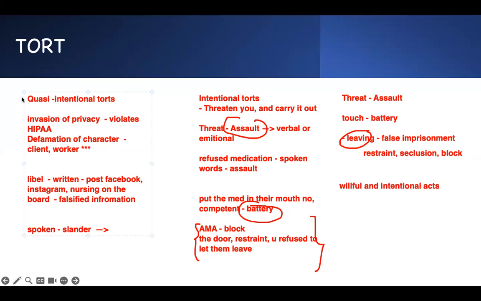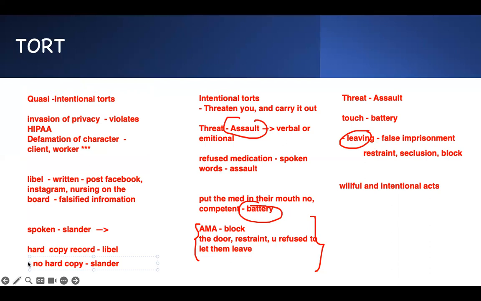If there's a record of it, a hard copy, that is libel. If there's no hard copy, then it was just spoken, unless it was recorded. If there's no hard copy and somebody heard it, that's considered slander. You slander the person.